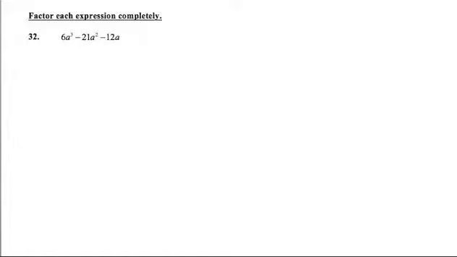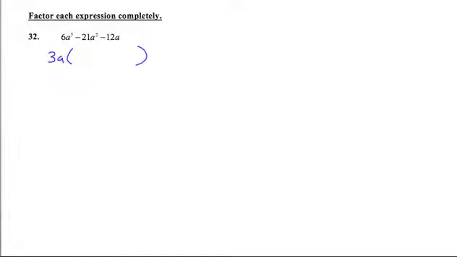Next question we'll take a look at is question 32. So we're looking here at question 32, and we're asked to factor this expression completely. Anytime we're asked to factor, the very first thing we want to check is if there's a common factor in all of these terms. 6, 21, and 12, yeah, there is a common factor there. 3 is a factor of all 3 of those numbers. And if we look now at the variables a cubed, a squared, and a, a is a factor of all 3 of those as well. So what we want to factor out front first is 3a.